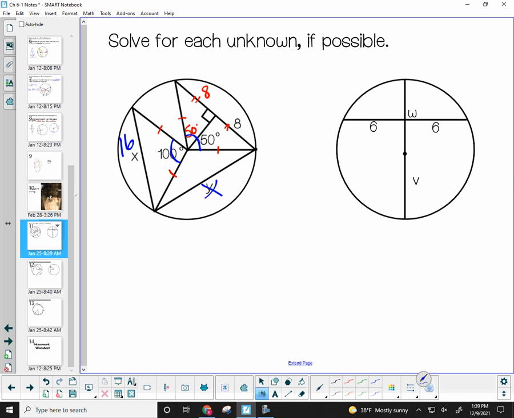We have a radius here that's intersecting a chord, and it ended up bisecting that chord. Because it bisected the chord and went through the center, we have a perpendicular, so we have a right angle there. So W is 90 degrees. We also cannot find V. We do not have enough information to find V.